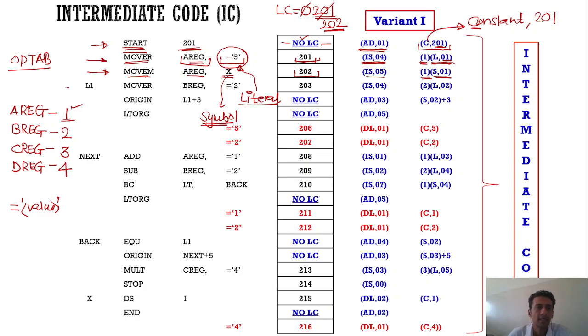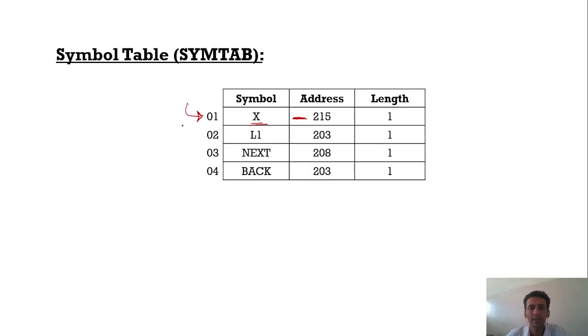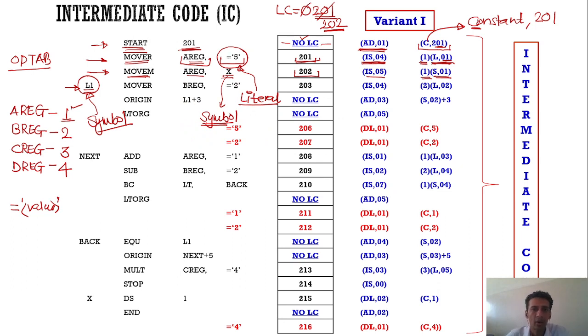Now similarly the next instruction is having something in the label field. If you remember, this label field will always carry a symbol. So treating L1 as the symbol, we will check our symbol table whether we have made an entry of L1 or not, and if not, we will make the entry of L1 at position 02. Now remember, unlike the operands, these labels are not required to be part of the intermediate representation.